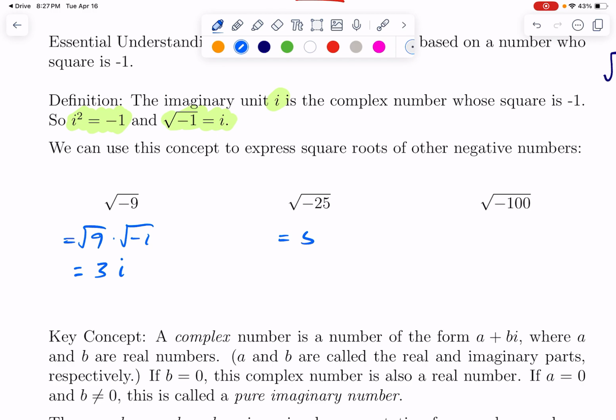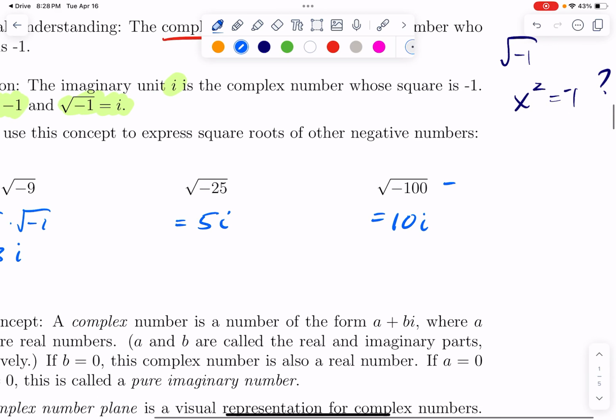Similarly here, this would be 5i. The square root of 25 we know. The square root of negative 25 is an imaginary version of the same number. The square root of 100 is 10. The square root of negative 100 is 10 times i, because it's the square root of 100 times this imaginary thing, which is the square root of negative 1.